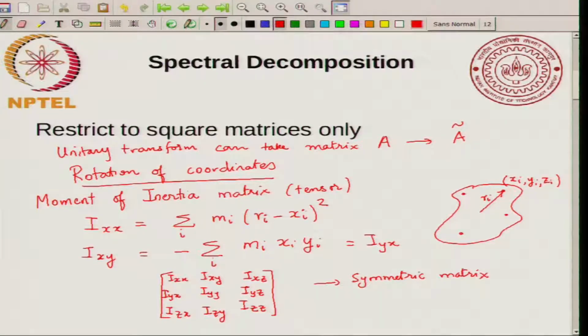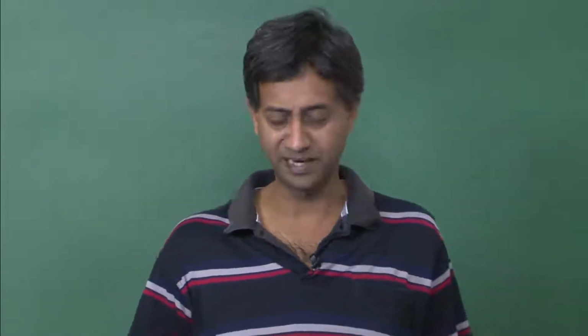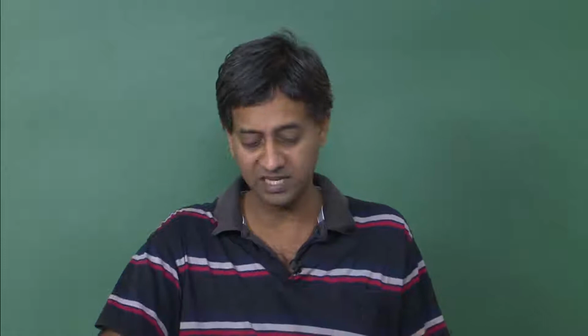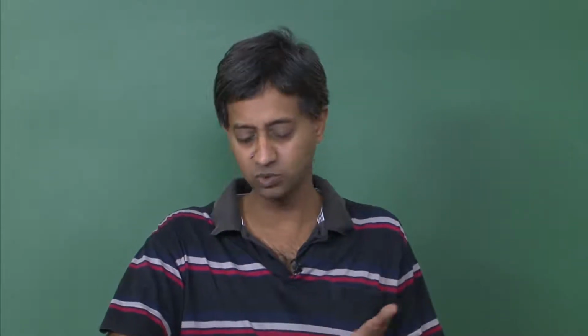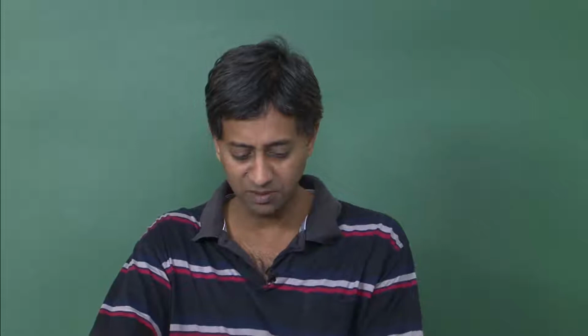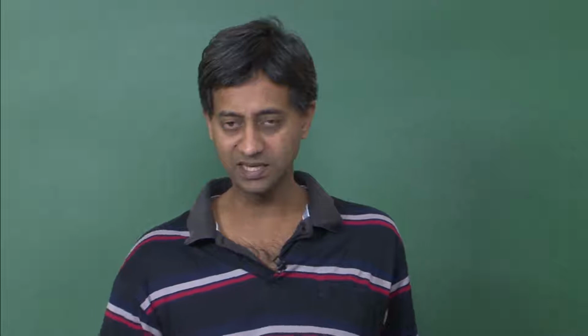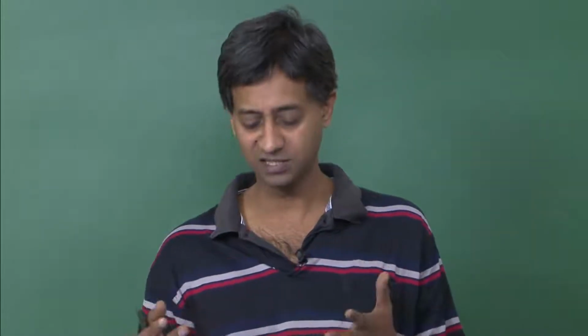Now this matrix appears very naturally when you are writing out the rotational Hamiltonian for a polyatomic system. So this moment of inertia tensor appears naturally. The main issue is that if you just use some arbitrary coordinates, then this moment of inertia matrix is not diagonal. If it is not diagonal, then it becomes very difficult to actually calculate the rotational energy.